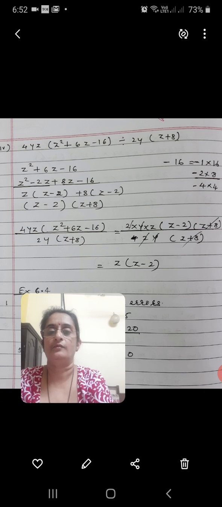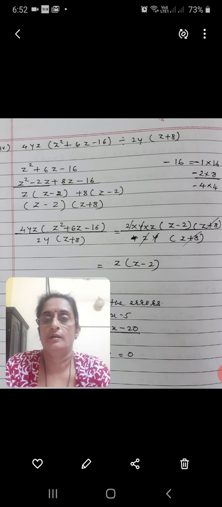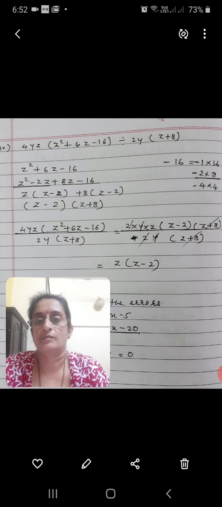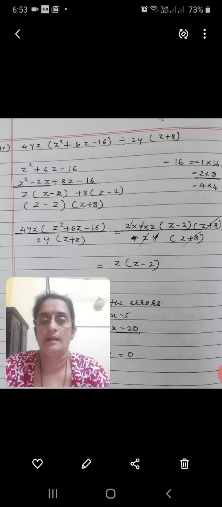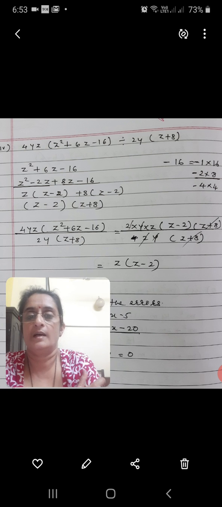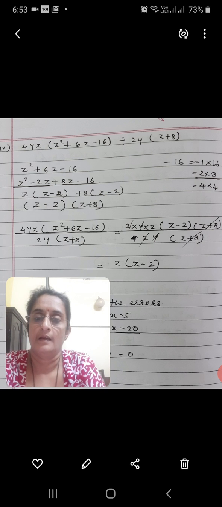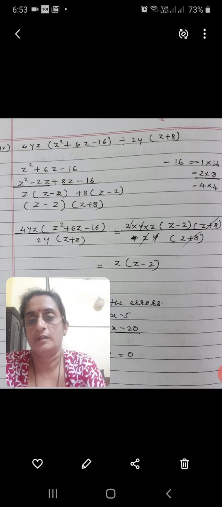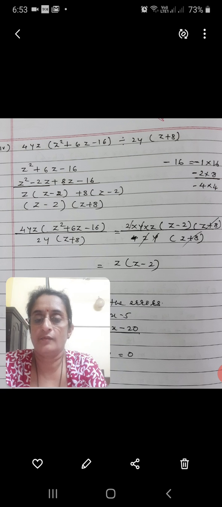Next, one more sum I have done for that. This question is 4yz(z² + 6z − 16) divided by 2y(z + 8). Now let us take the first algebraic term, that is z² + 6z − 16. We have to split the middle term and find out the factors of this given term. Now we take 16 and find its factors: 1 into 16, 2 into 8 or 4 into 4. We have three options. Which one we have to choose, we will see from the middle term and then decide.